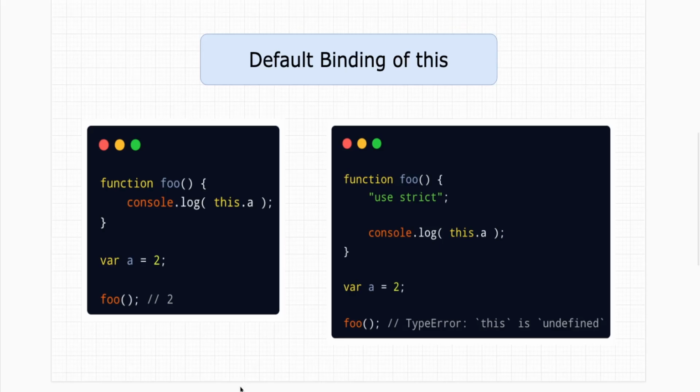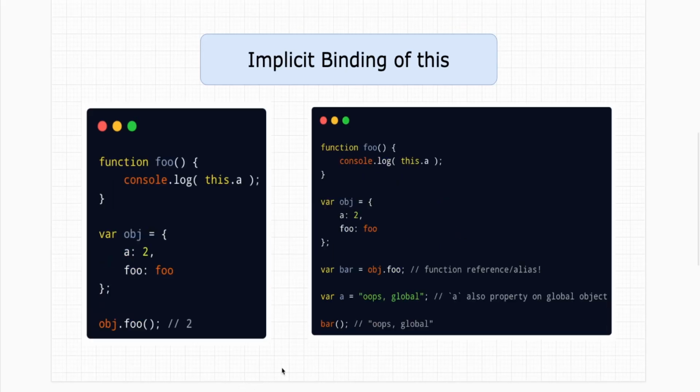Okay, now let's move on to the next slide, where we will learn how implicit binding of this works. Let's see this example. We have a simple function, and below this function we have an object obj. We have created one property foo, and then we have assigned the function to that property. So basically the foo function resides in the obj object, right?